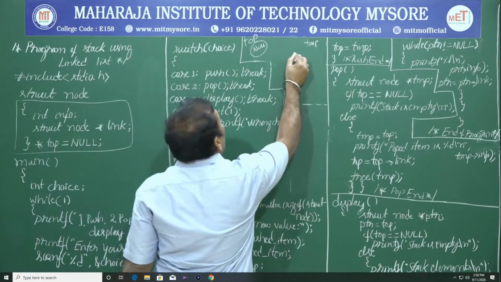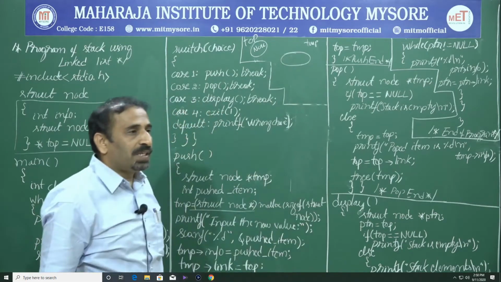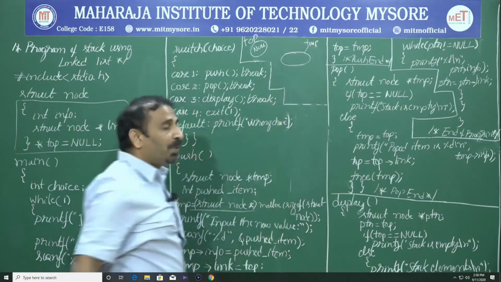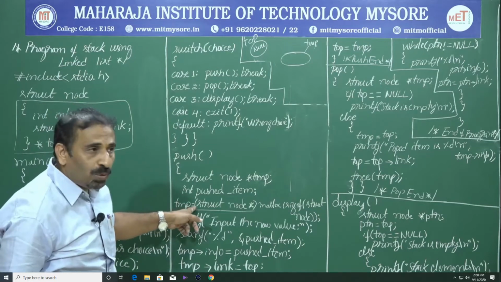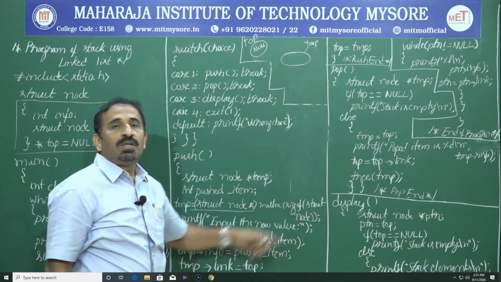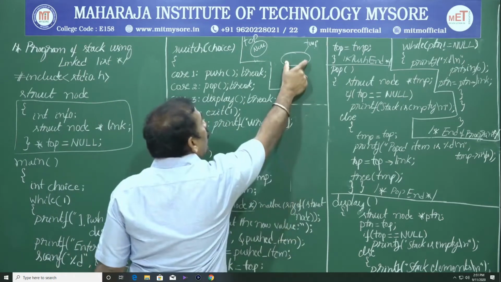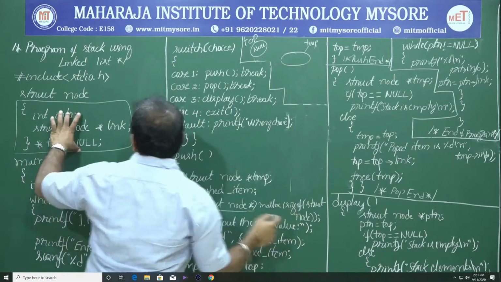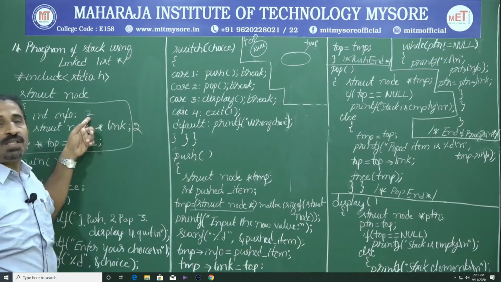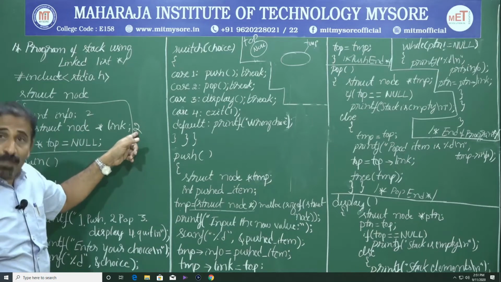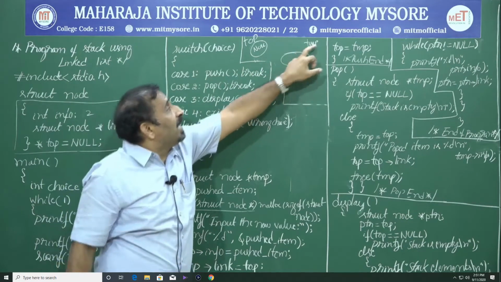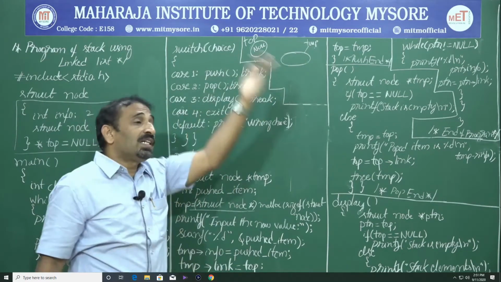So assume that one node will be created. This is the node that has been created. Please observe this carefully. This address is now stored in TMP, because I am doing TMP is equal to structure node pointer malloc size of structure node. How much size? The size of this node must be the size of this structure. This is 2 bytes and this is 2 bytes, totally 4 bytes: 2 bytes for the integer, 2 bytes for the pointer. So 4 bytes will be allocated, and that address will be returned to you.